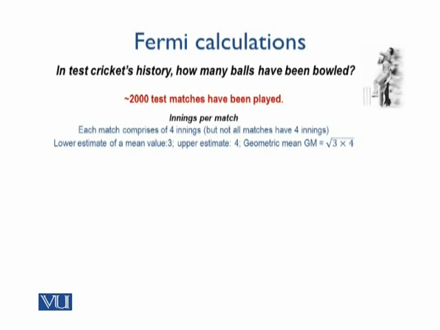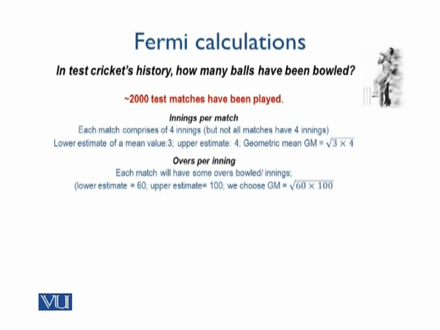Now we know the number of innings per match. We can calculate the number of overs per innings. Again, some innings close in fewer overs. When it's a good batting pitch, you would have a lot more overs being played. So we would have a lower estimate of 60 and an upper estimate of 100, and we again take the geometric mean of this. So the geometric mean is the square root of 6,000.